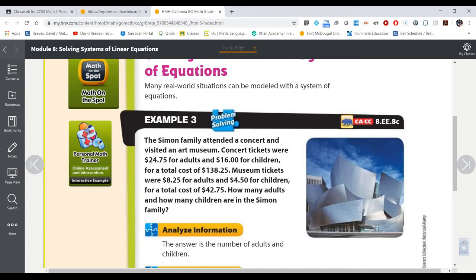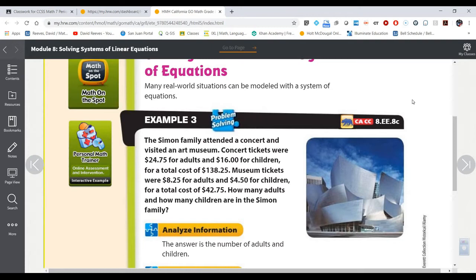It says the Simon family attended a concert and visited an art museum. Concert tickets were $24.75 for adults. Children paid $16, and the total cost was $138.25. Museum tickets were only $8.25 for adults and $4.50 for children, and the total cost there was $42.75. How many adults and how many children are in the Simon family?